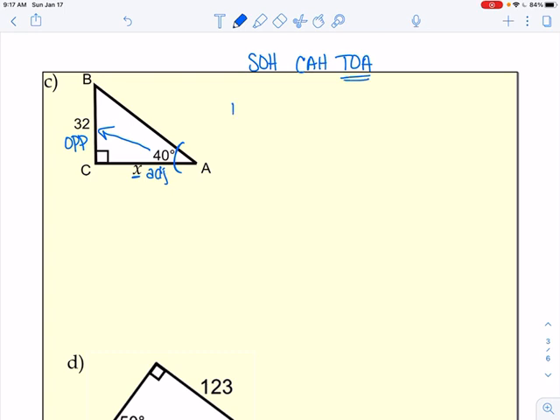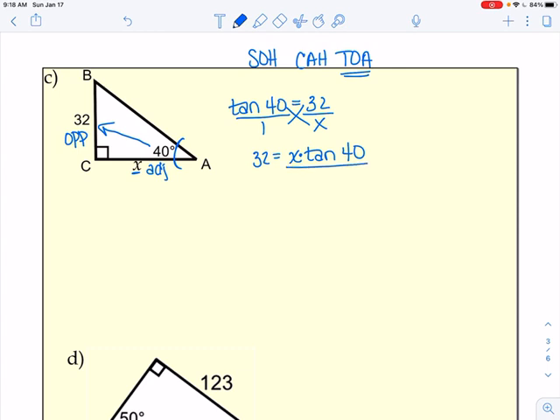So I'm going to have the tangent of 40 equals the side opposite, which is 32, over the side adjacent, which in this case is x. So this time when I cross multiply, I'll put this one over 1 just because it's a little bit different. When we cross multiply here, you're going to have 32 equals x times the tangent of 40. I need to get that x by itself. Right now, you're technically multiplying x times the tangent of 40.